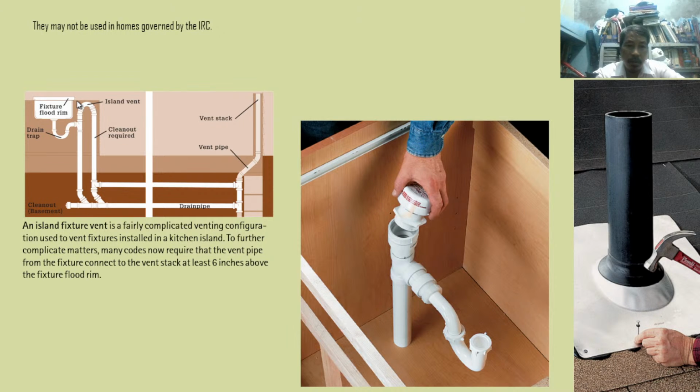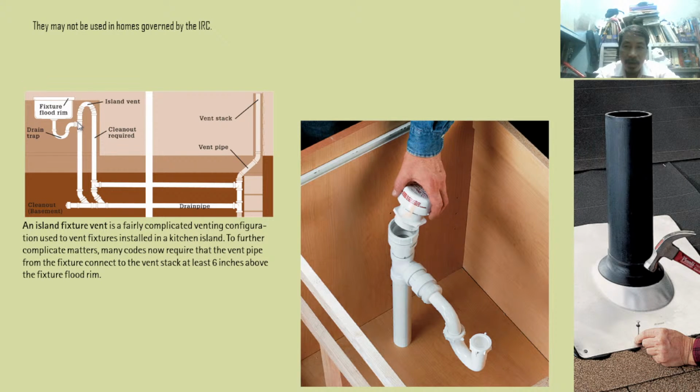It is now complicated because this is an island. This is the kitchen island. So, the island vent will protrude over this. So it is visually bad.